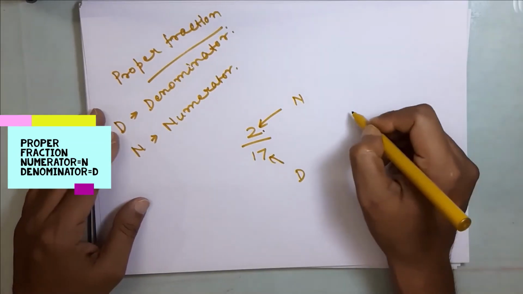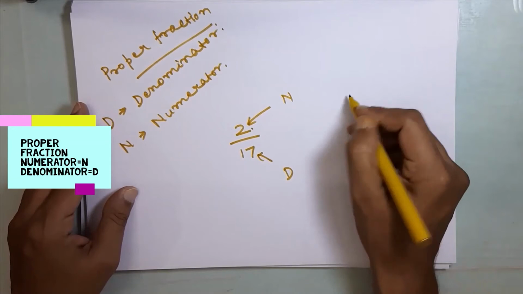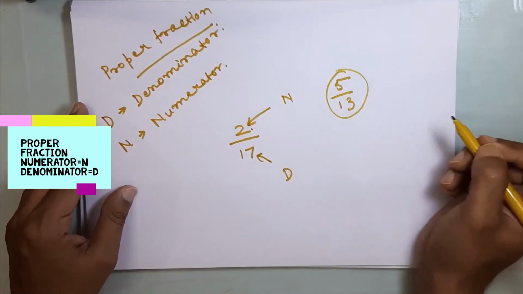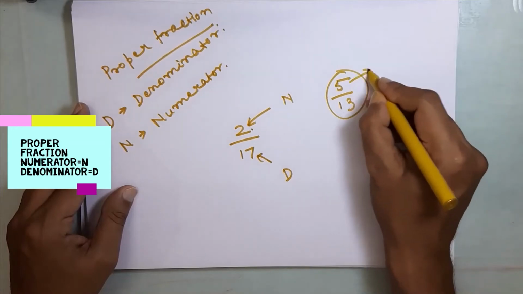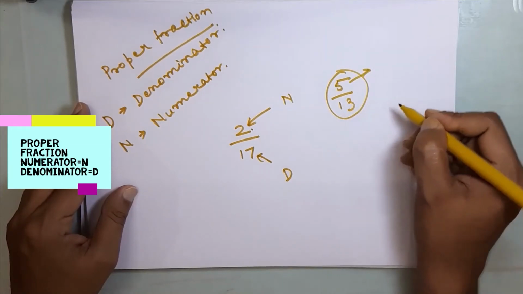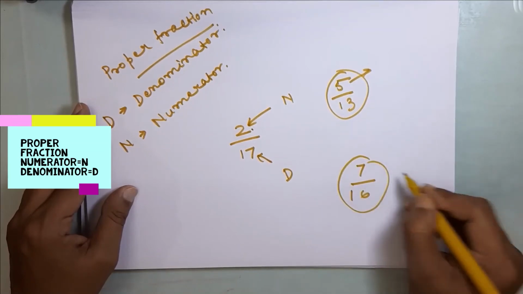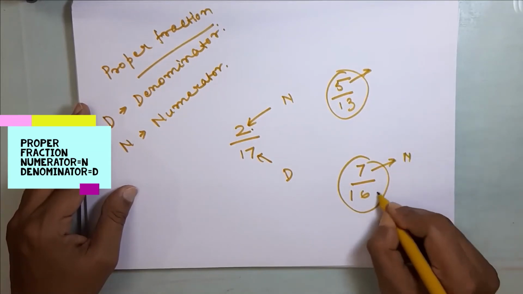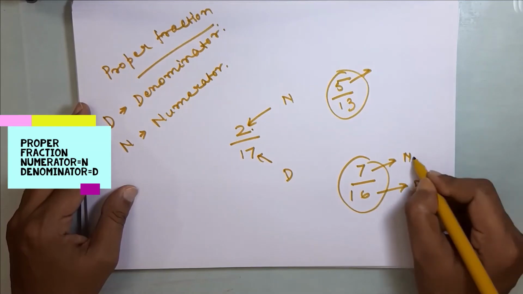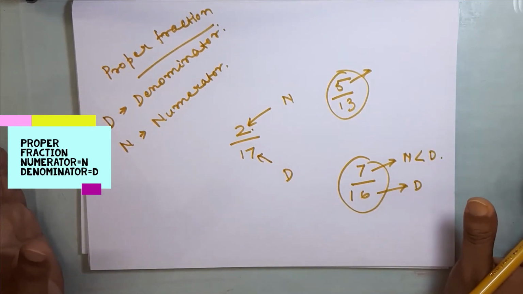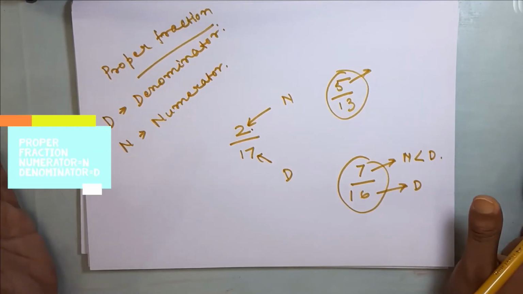So perfect. So let me give you some more examples of proper fraction. 5 by 13 is also a proper fraction. Its numerator is less than the denominator. Then 7 by 16 is also a proper fraction. So numerator is less than denominator. So wherever the numerator is less than denominator, we call it a proper fraction.